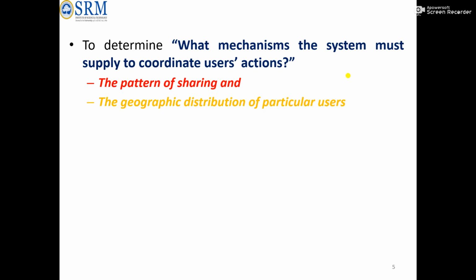So according to the pattern of sharing and the geographic distribution of the particular users, we have to determine what strategy I have to follow to coordinate various users' actions with respect to the resources. So these two factors are supposed to decide what actions I need to take towards these resources to achieve whatever the assigned task.